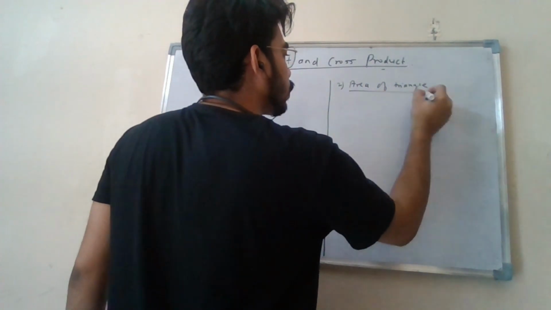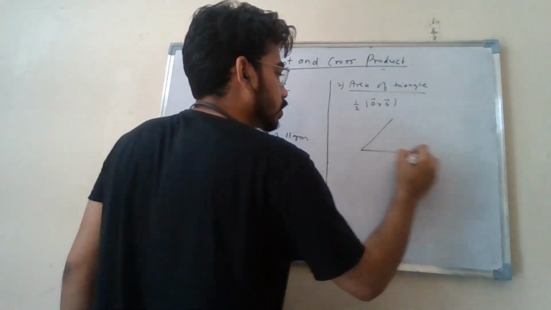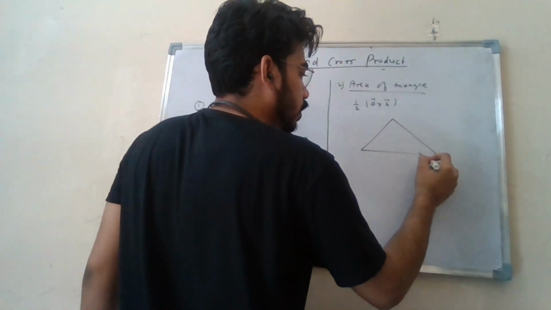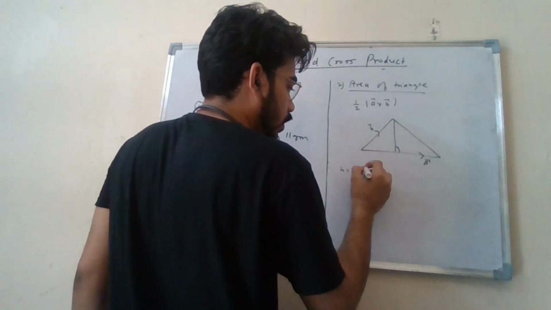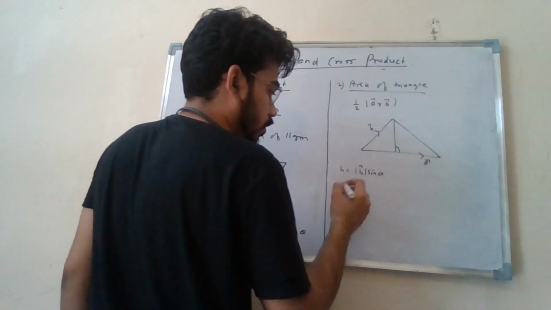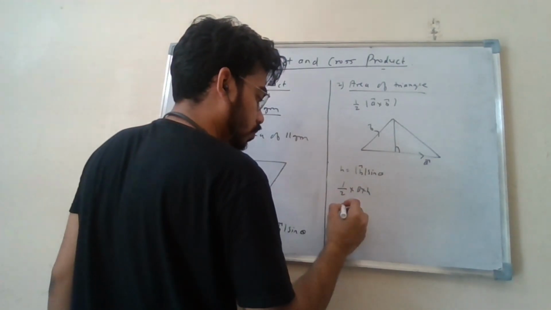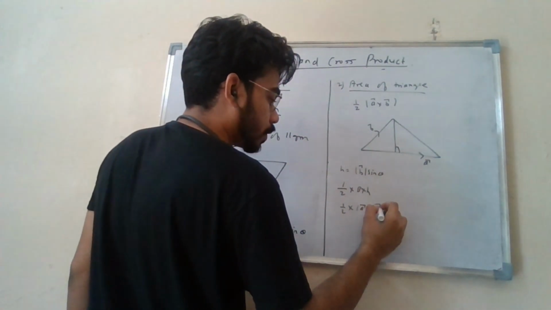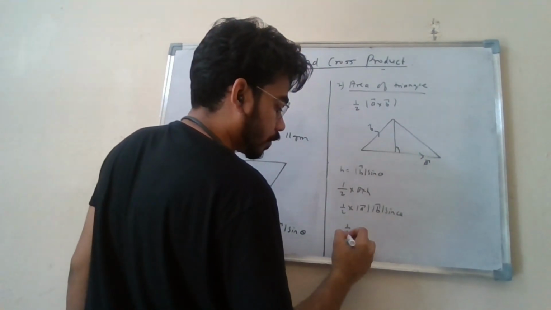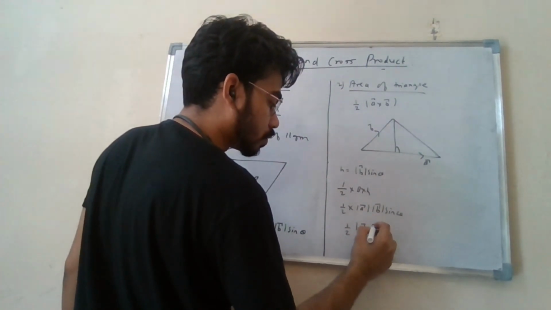Area of a triangle is nothing but half the magnitude of A cross B. You can easily prove this also. This is my A vector, this is my B vector. Then height will be mod B sine theta. The formula for the area of a triangle is half into base into height. So half into base, which is mod A, and height is mod B sine theta. So half into mod A mod B sine theta gives us half mod of A cross B.